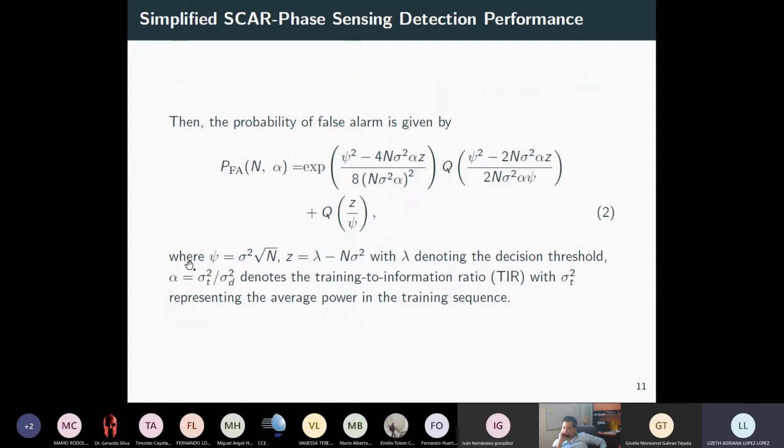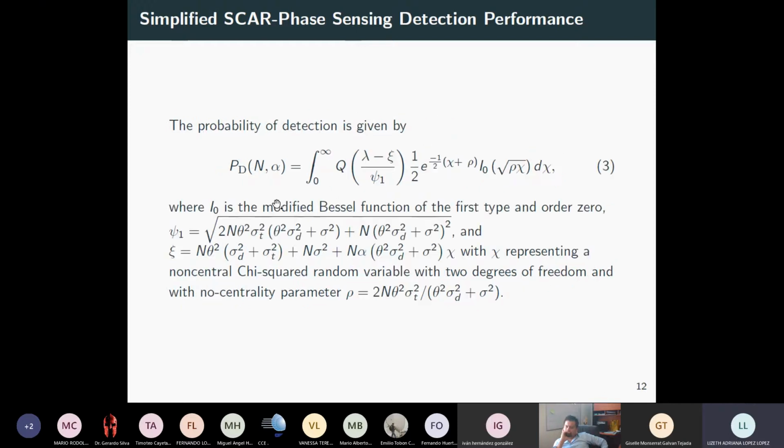Then the probability of false alarm is given by this equation, which depends on the number of sense samples, or the number of samples used in spectrum sensing, and a value here which is the training to information ratio. And this parameter is specified by the primary user. Then the probability of detection is given by equation 3, with these values.